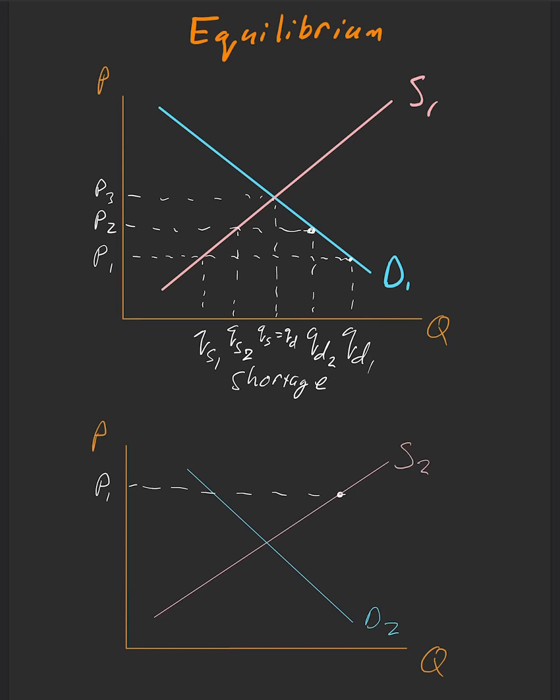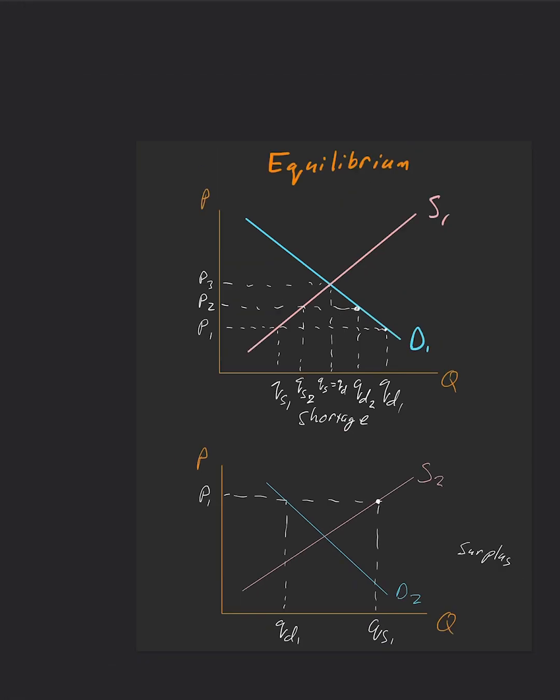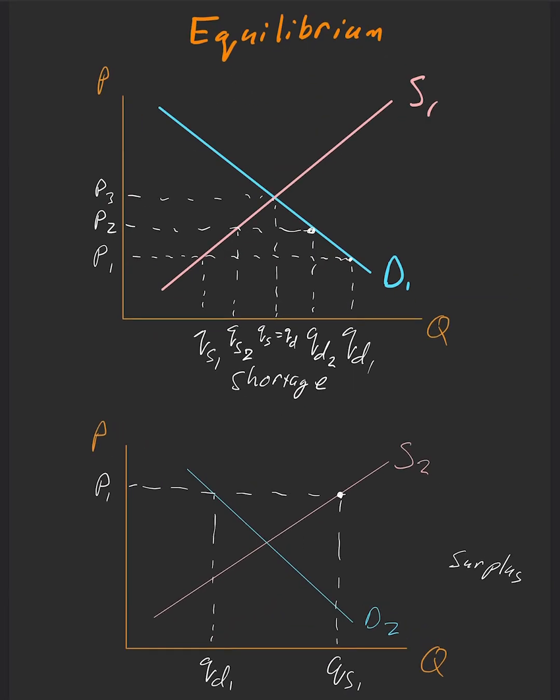It works similarly if the price is out of equilibrium, too high. If the quantity supplied is very high because the price is high, while the quantity demanded, because the price is high, is very low, we end up with a surplus. In this case, to clear a surplus, you have to put things on sale, and the price comes down, right?